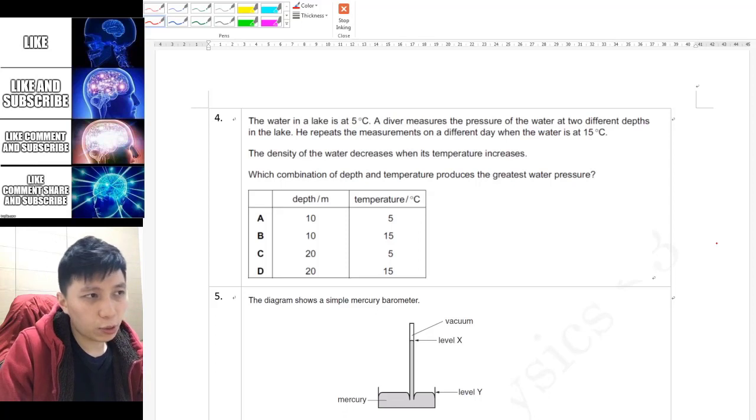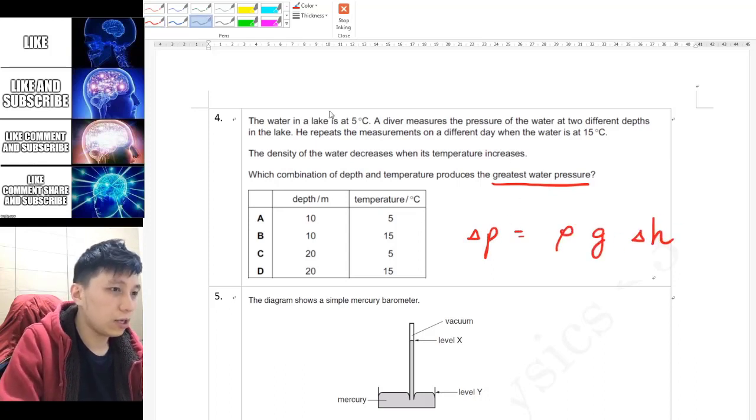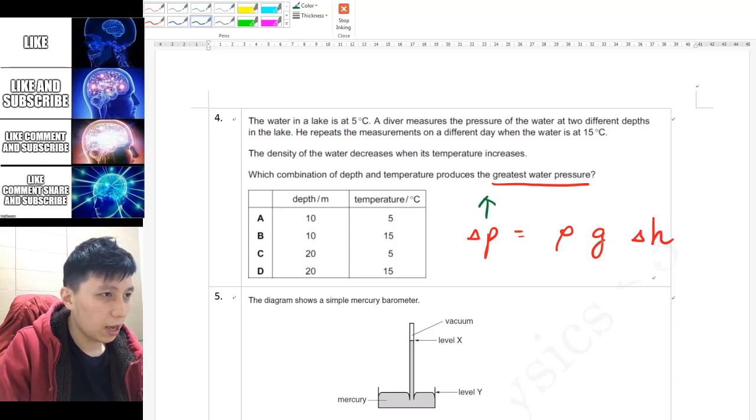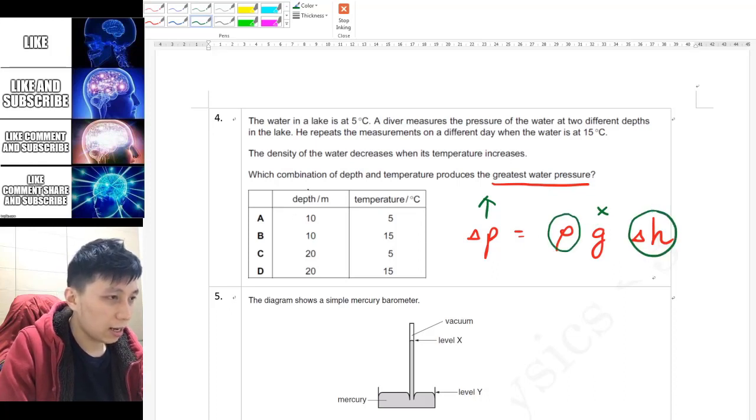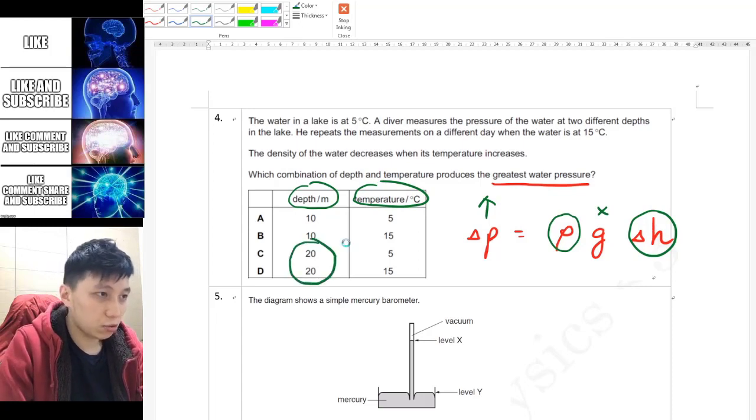Question 4, the description is quite wordy, so if you cannot really understand that, let's look at the most important thing. The most important thing is to find out the greatest water pressure. And so once again, you have to recall delta P equals rho g delta h. So how you can obtain the greatest pressure. And I suppose this is on the same planet, so g does not matter. So it's more about the density and the delta h. So they allow you to choose depth and temperature. So, well, for sure that depth should be very obvious, that you should choose 20. Okay, so it's either C or D.